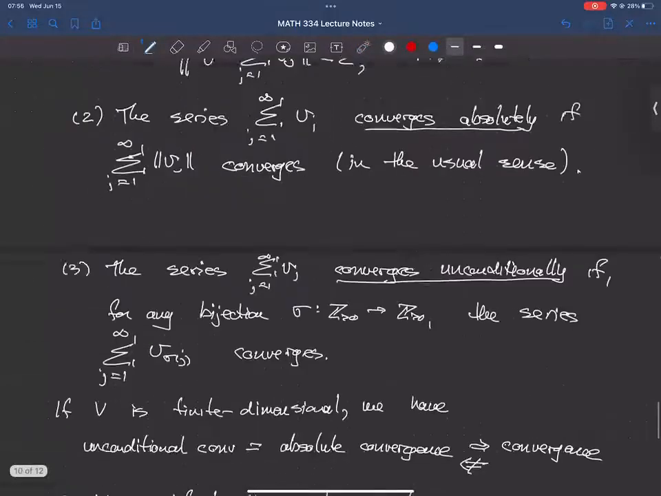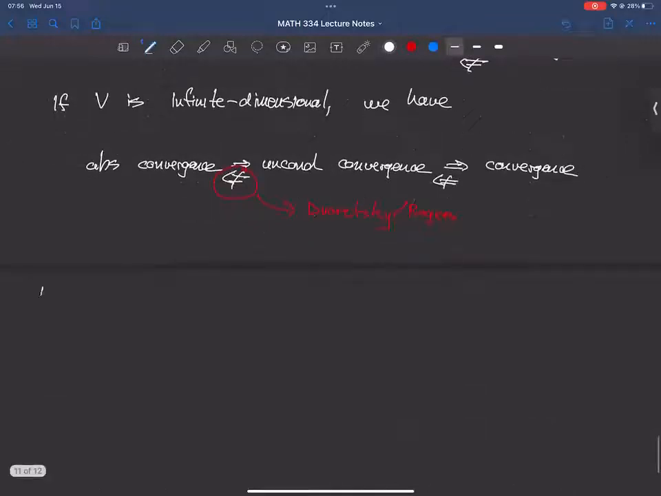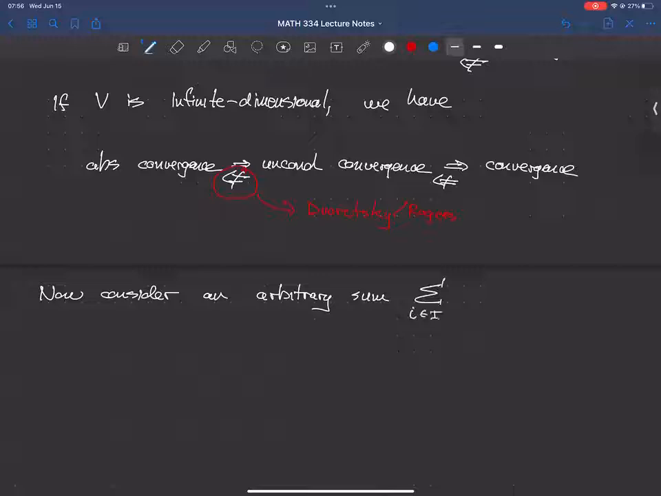All right, so I'm still working on my side here. All right, so now consider an arbitrary sum. And so the point is that I have an arbitrary index set I.